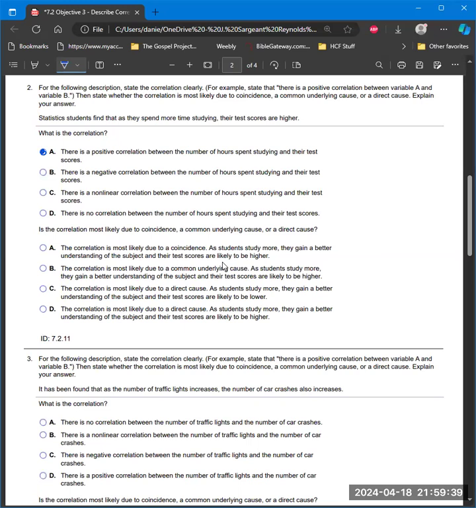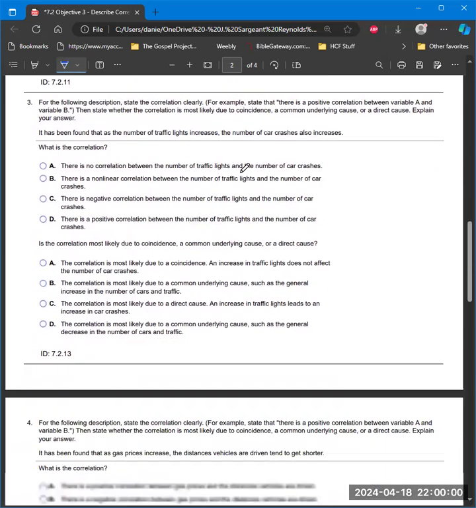And is the correlation most likely due to coincidence, a common underlying cause, or a direct cause? The correlation is most likely due to a direct cause. As students study more, they gain a better understanding of the subject, and their test scores are likely to be higher. So that was D that I just read.